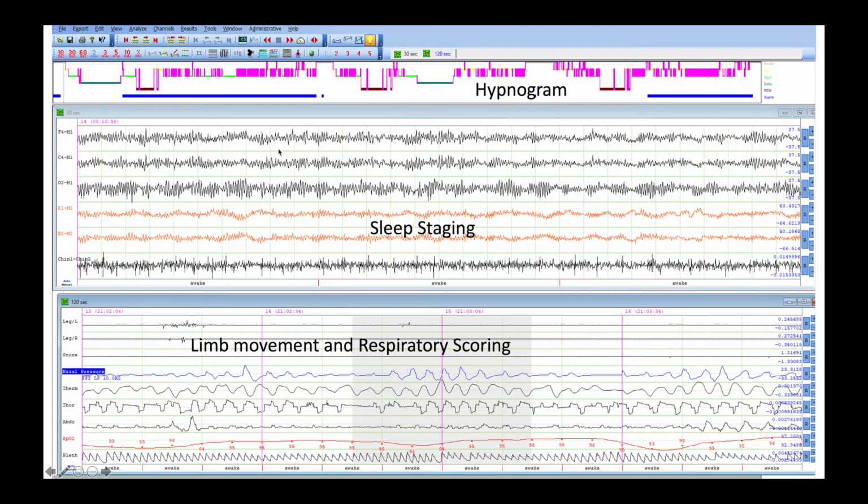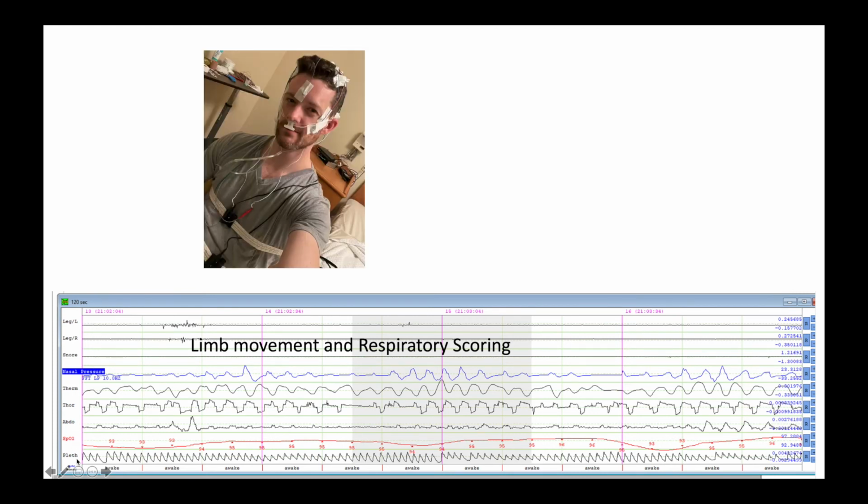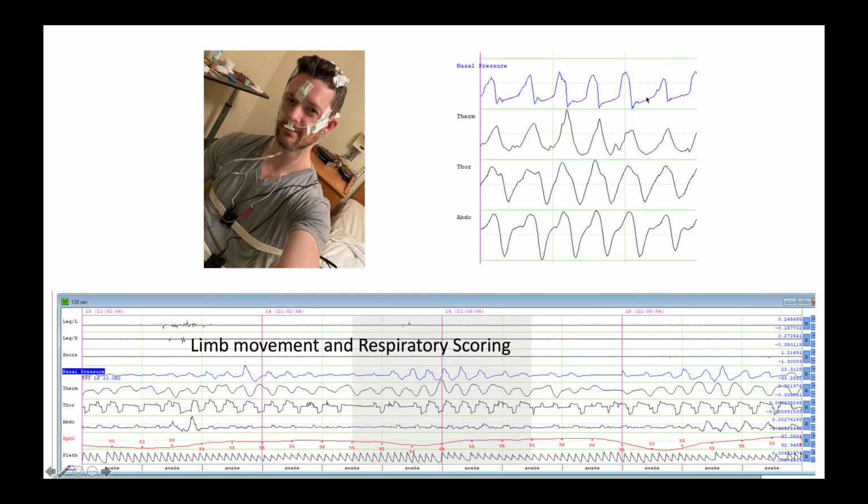So that's sleep staging, where you looked at your waveforms to score what specific stage of sleep you are for each 30-second epoch, as well as any evidence of arousals. Let's move on to talk about limb and respiratory scoring. And in order to describe the several channels you'll see here, I'll give a picture of myself wearing some sleep equipment and blow up the channels right here.